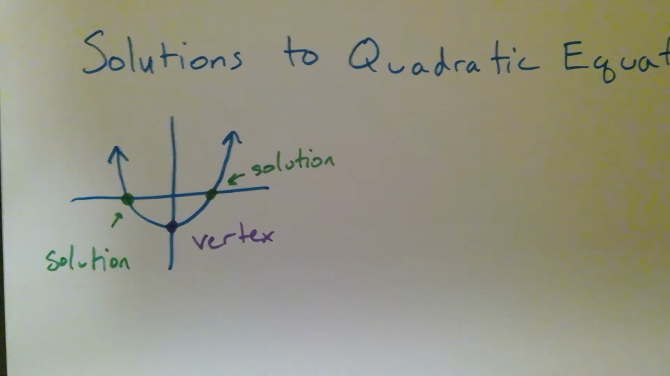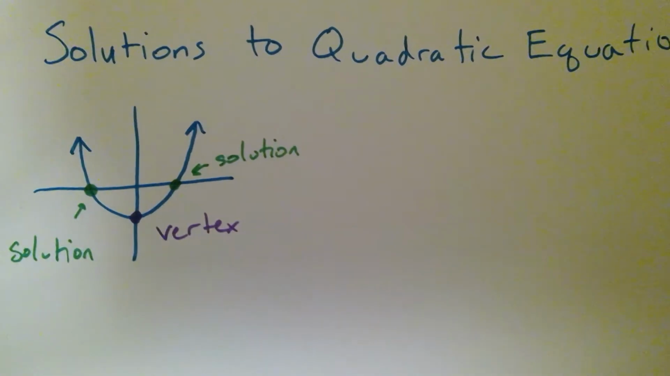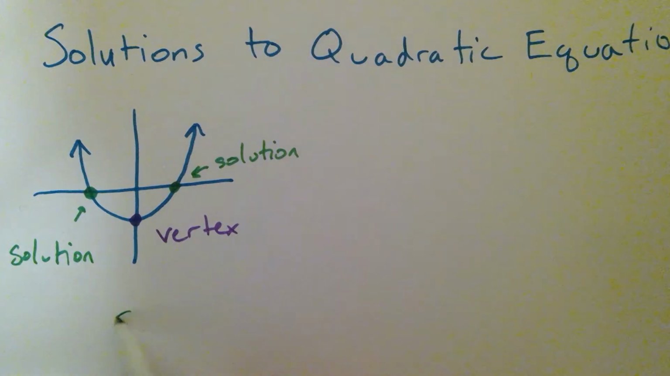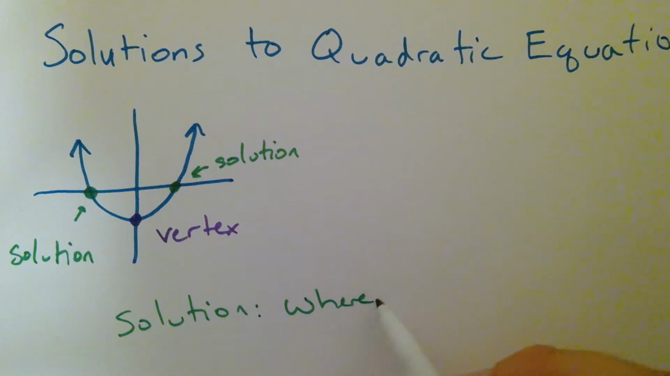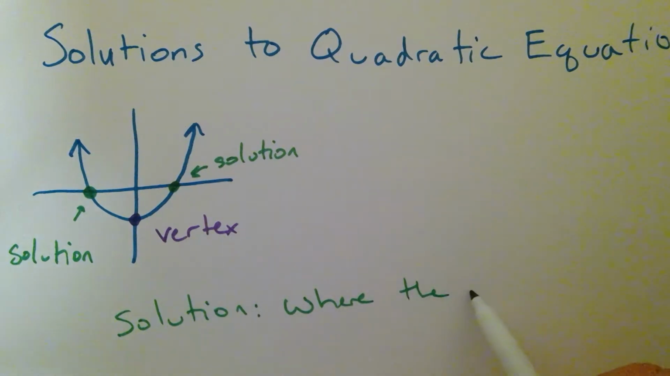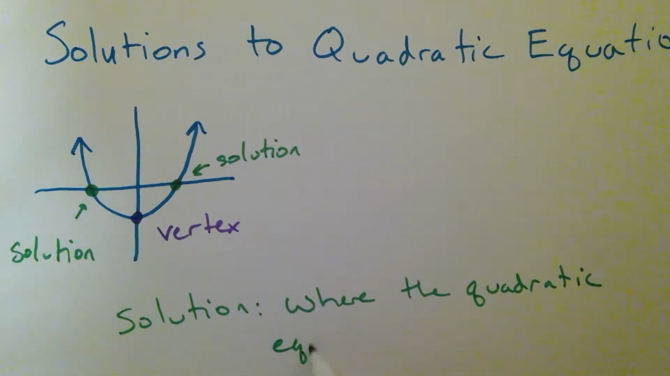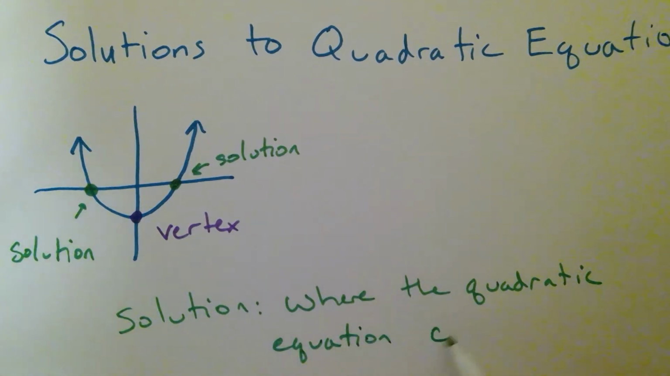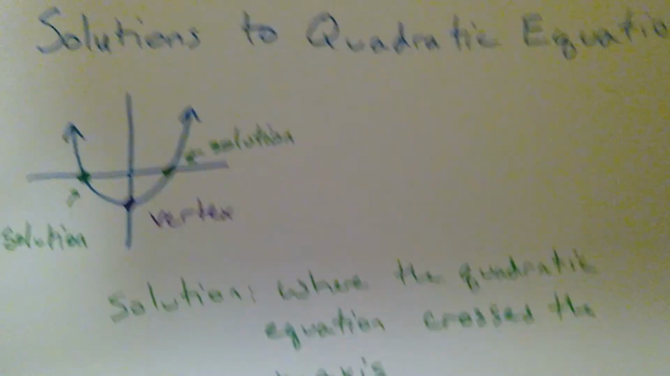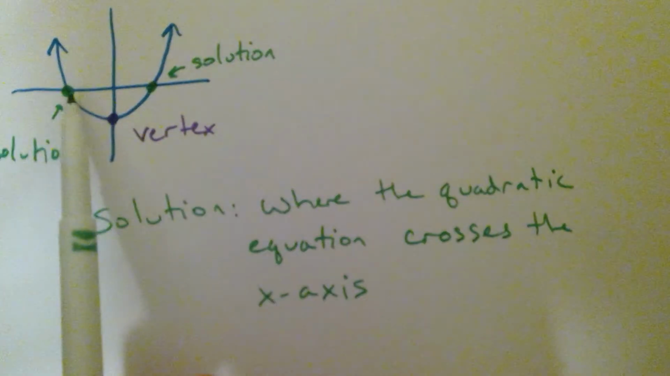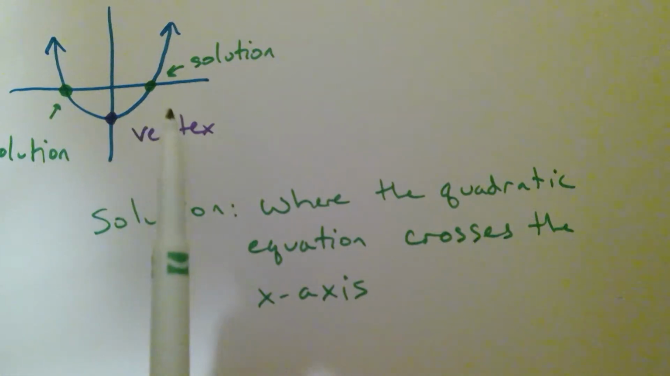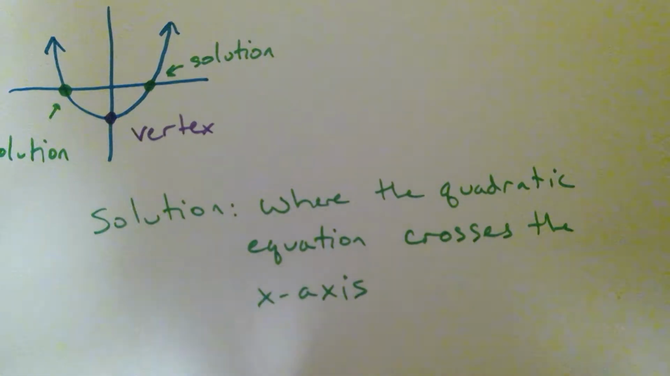Okay, so we have a few things about solutions that we need to talk about. A solution, first off, let's give it a definition, is where the quadratic equation crosses the x-axis. So notice how at this green dot here, we cross the x-axis. At this green dot here, we cross the x-axis.